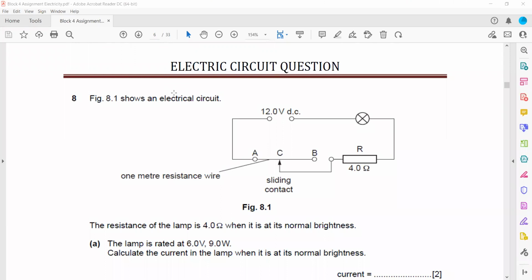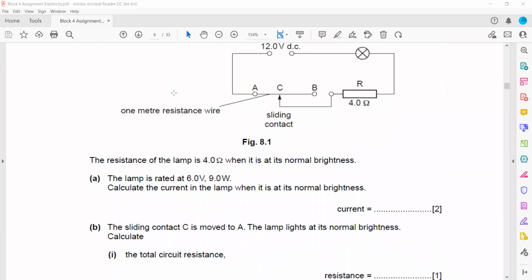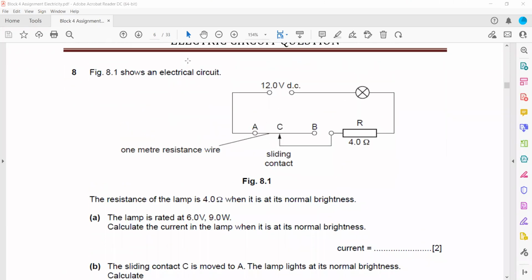Another question: Figure 8.1 shows an electrical circuit. The resistance of the lamp is 4 ohm. This fixed resistor is also 4 ohm. The lamp is rated 6 volts, so the voltage across the lamp is 6 and its power is 9.